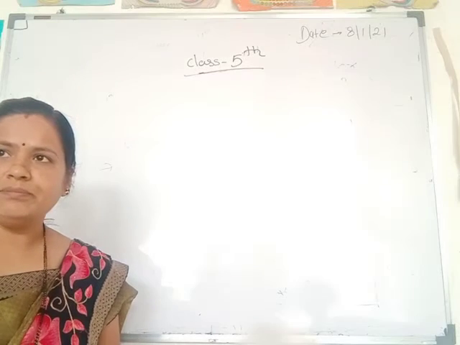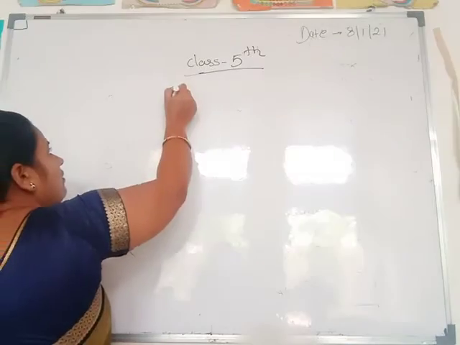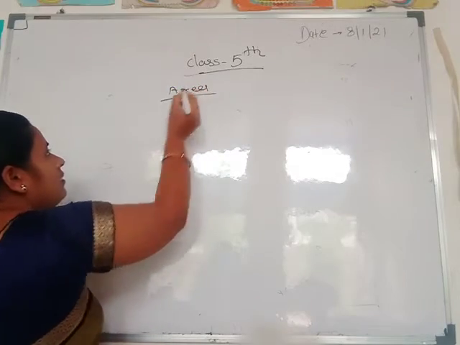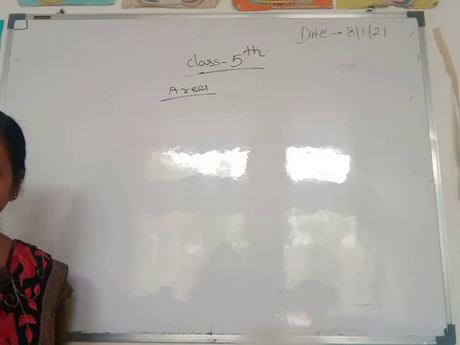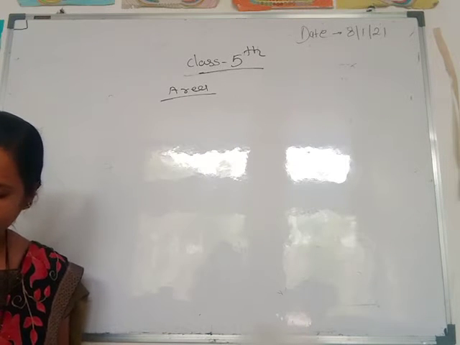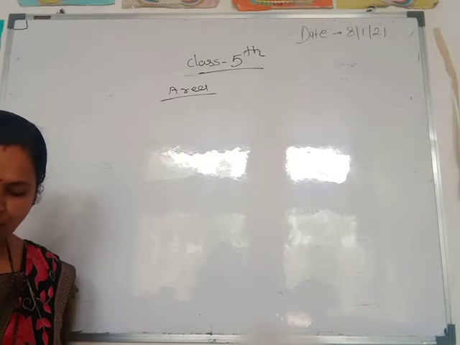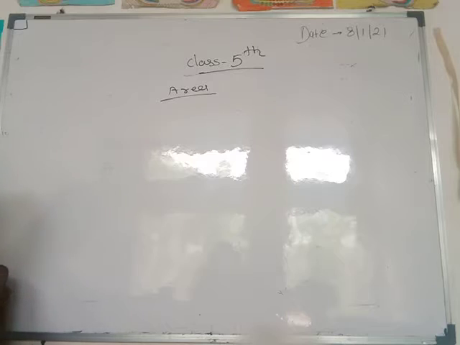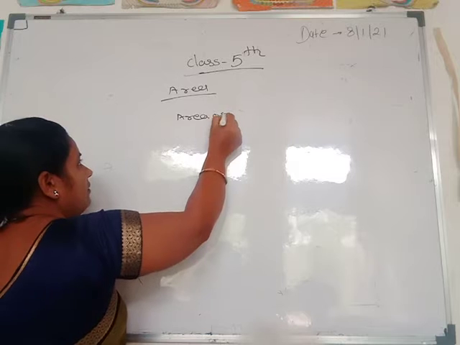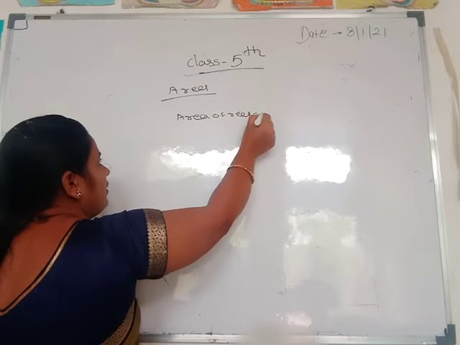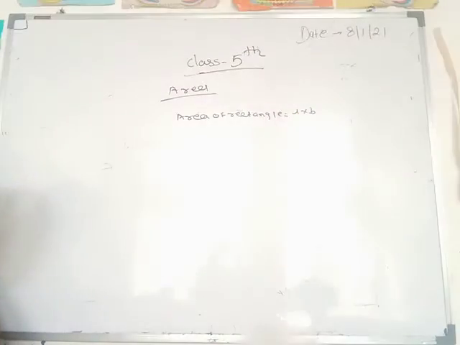Then the next point in this chapter is area. We completed perimeter. Now see the formula for area of a rectangle: area of rectangle is L into B.